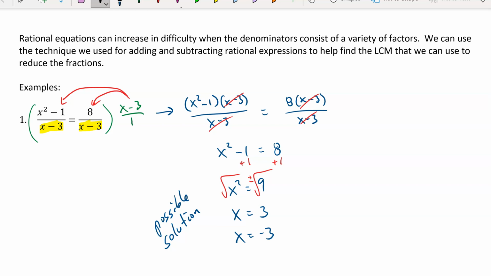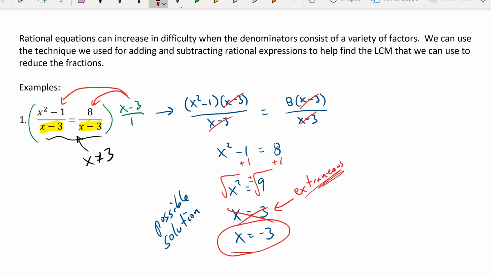But if you think back to our conversations earlier about restricted values, x can't equal 3. So 3 is not actually a solution. Positive 3 is called an extraneous solution. It's something that's created by the process that we use to solve the equation, but it doesn't actually satisfy the original equation. So it should work out that negative 3 satisfies the equation.